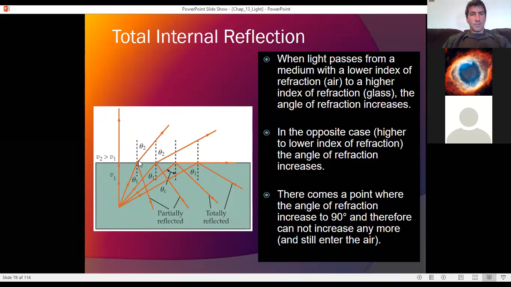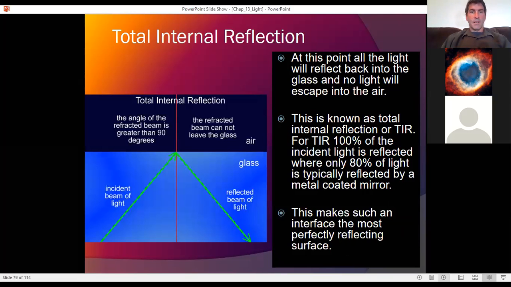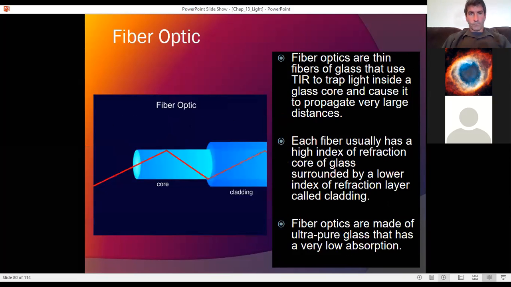As we make the angle steeper and steeper, we reach a point at which we can't refract the light out of there anymore. So basically, total internal reflection means all the light that's inside is going to stay inside and simply reflect. This is important for things such as fiber optics. The beam of light, we would think some of it could escape, but if it did, it would refract at a 90-degree angle. So total internal reflection has 100% of the light reflecting backward.